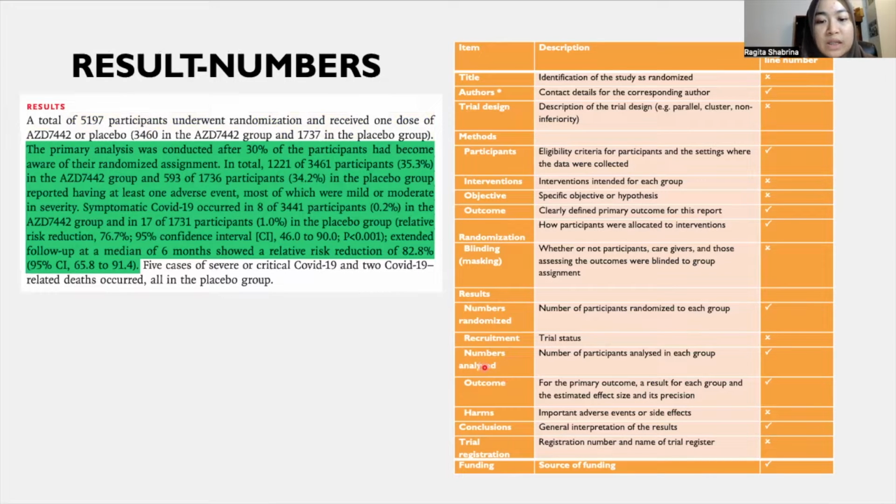And for the numbers analyzed, the definition is the number of participants analyzed in each group. The primary analysis was conducted after 30% of the participants had become aware of the randomized assignment. In total, 1,221 of 3,461 participants in the AZD7442 group and 593 of 1,736 participants in the placebo group.